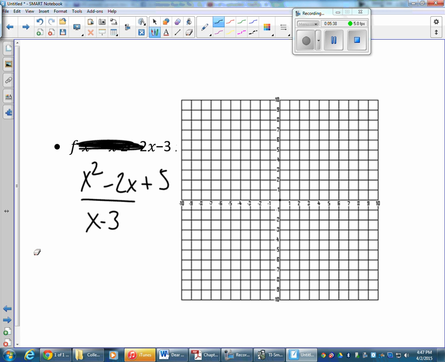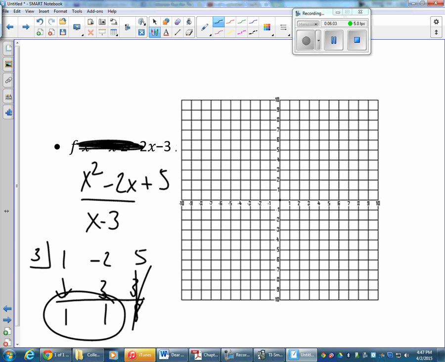So I'm dividing by x minus 3, so I'm going to put a 3 on the outside, and then my coefficients are 1, negative 2, and 5. Bring down the 1. This is why we did synthetic division in an earlier section, to help us also here. 3 times 1 is 3, and I add, I get 1. 3 times 1 is 3, and I add, and I get 8. And it doesn't matter what the remainder is, you're not going to use that. What you're going to use is this part right here. The line y equals 1x plus 1 is your oblique asymptote.